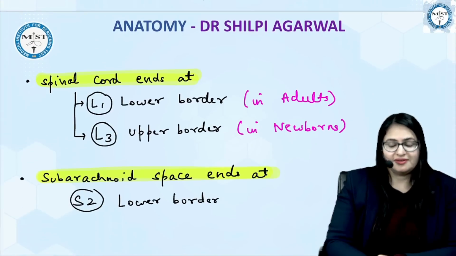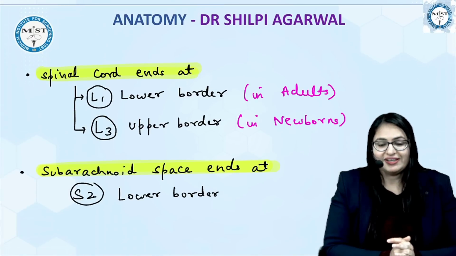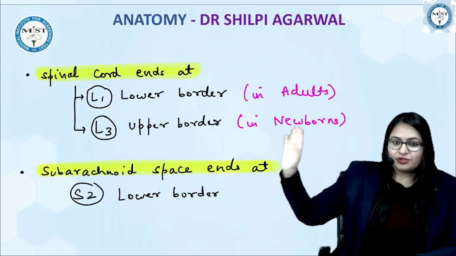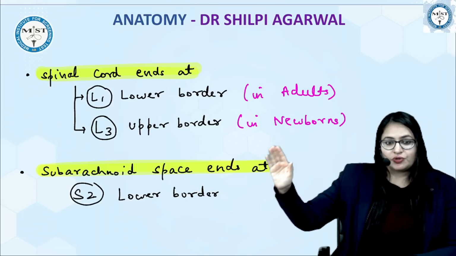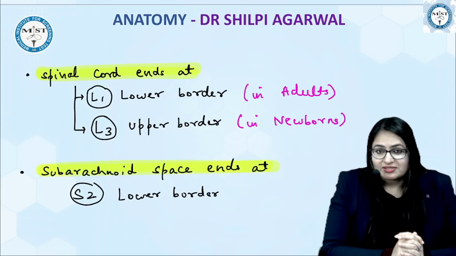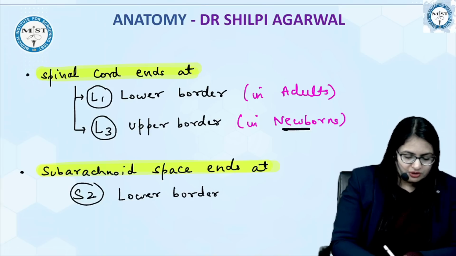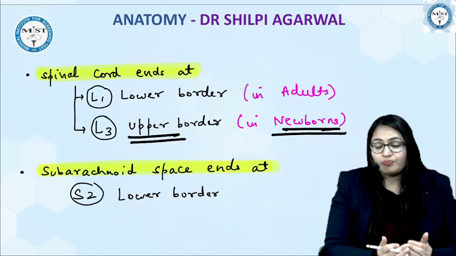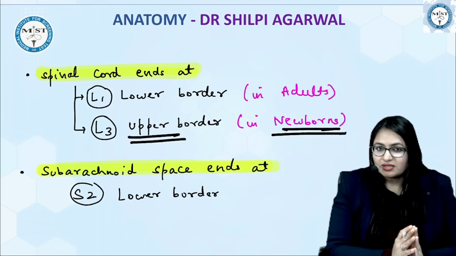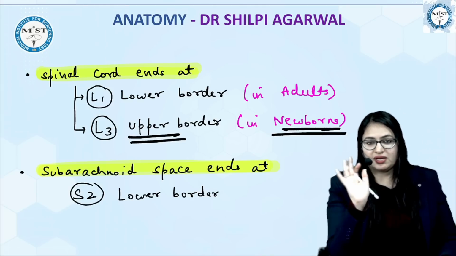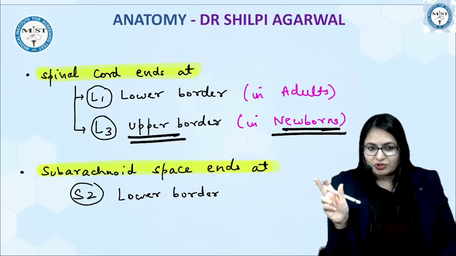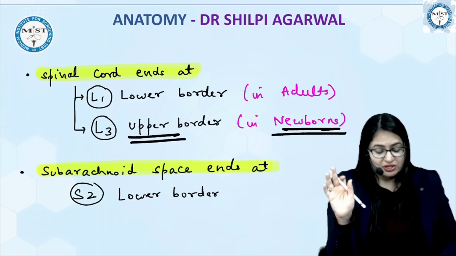Then after that, you know very well, the spinal cord ends at what level? In adults it is L1, lower border, and in newborns it is L3, upper border. Another thing in the neuro portion: the subarachnoid space ends at what level? S2. It is the lower border. When you are talking about newborns, for this we say it is the upper border, and the others are lower border. So for kids we say it is the upper border. So first you memorize, in the lower vertebral levels, the abdominal planes, then the spinal cord. These are the ones which are very frequently asked.